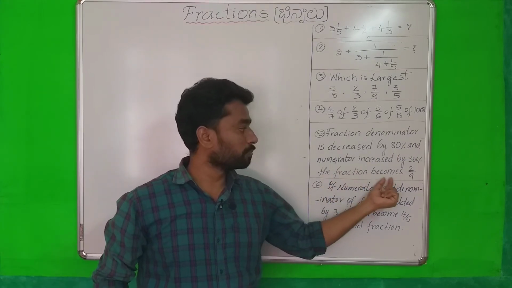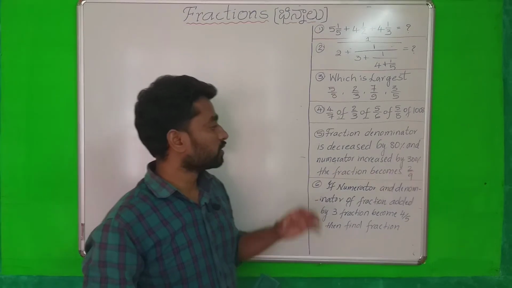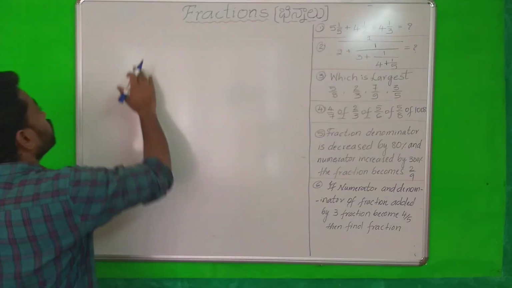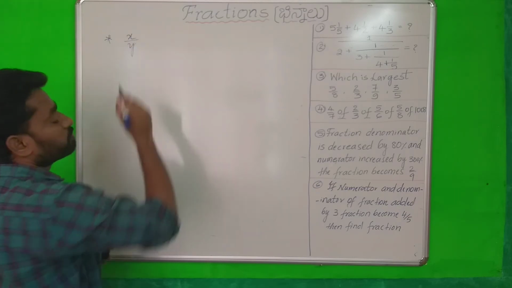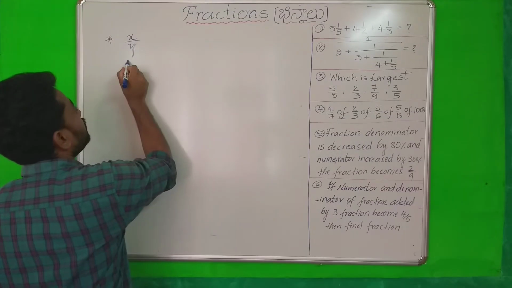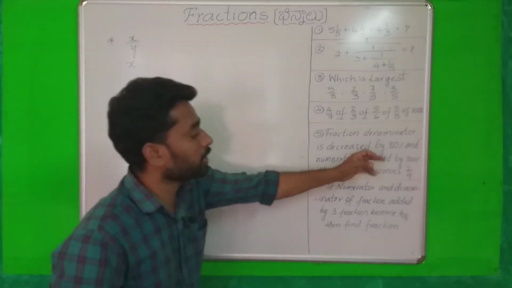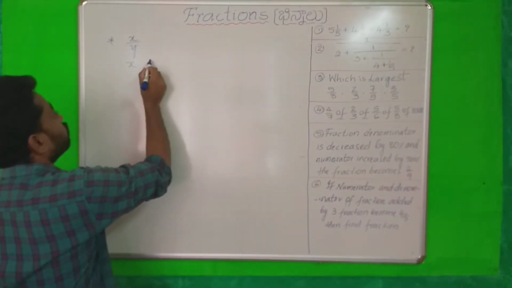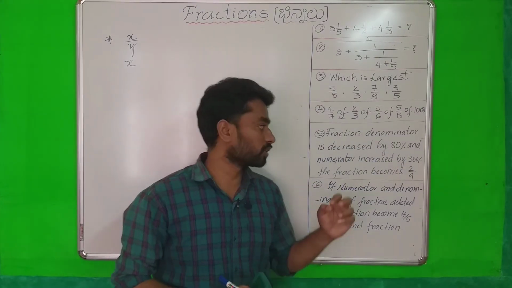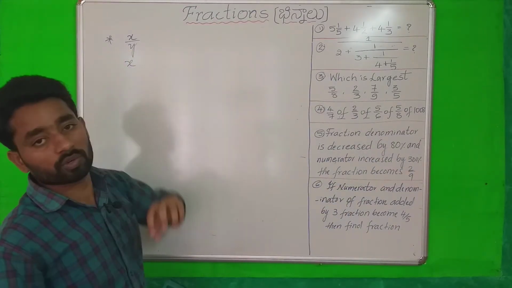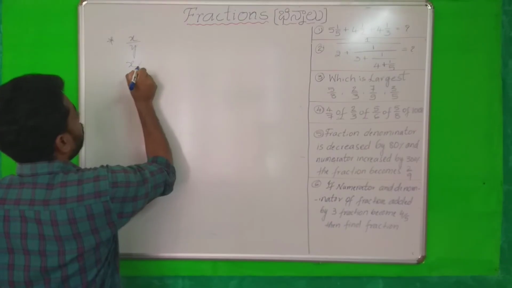So the fraction becomes 2 by 9. Then what is the fraction? First, I am taking the fraction as x by y. The numerator x is increased by 80%. Increased by 80% means, in short form, we have to take 180%. Directly I am writing 180%.